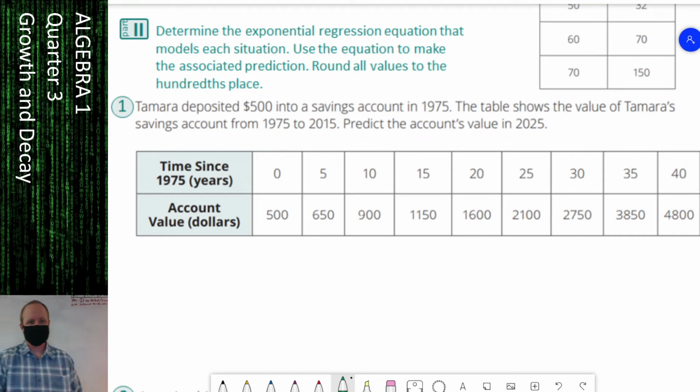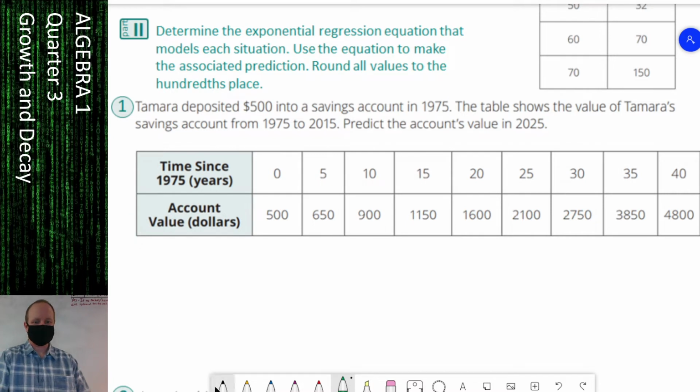It's very similar to what we were doing yesterday. We're given a table, and we have to come up with a function, and a correlation coefficient isn't a bad idea to use also, but really we're going to be using that function to make a prediction. It says predict how much money is going to be in this person's account in a year that's beyond what our table says.